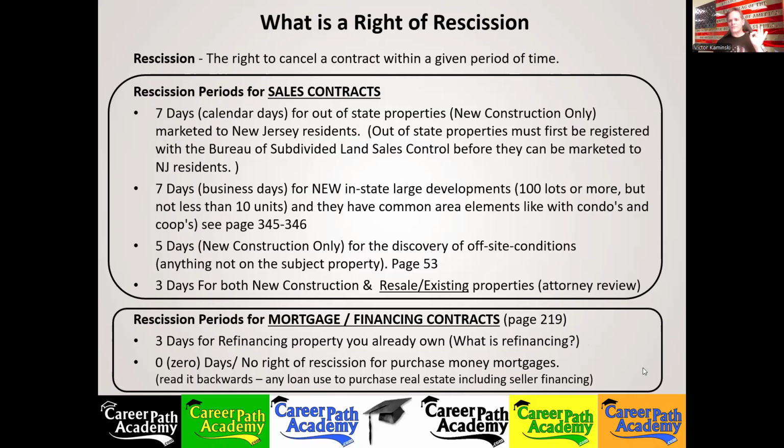There is no right of rescission for purchase money mortgages. These are loans used to buy real estate. If you were to read it backwards, that's mortgage money to purchase.